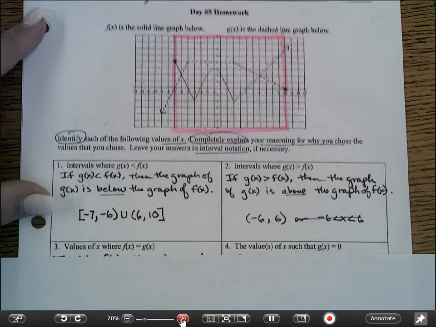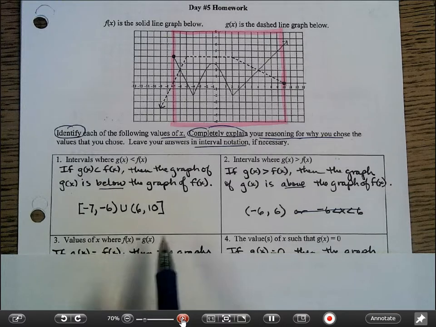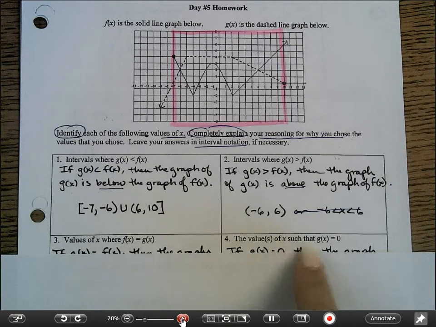All right, so now we're asked to do number 3. So we're looking for the x where the f function is equal to the g function. And then on this one, where the g function, the dashed line, is equal to 0.